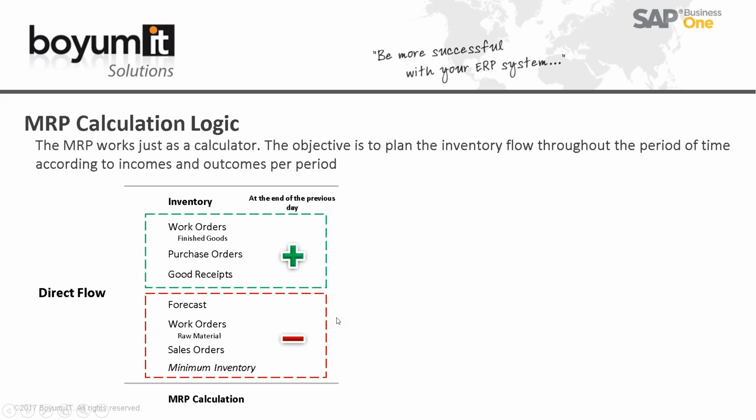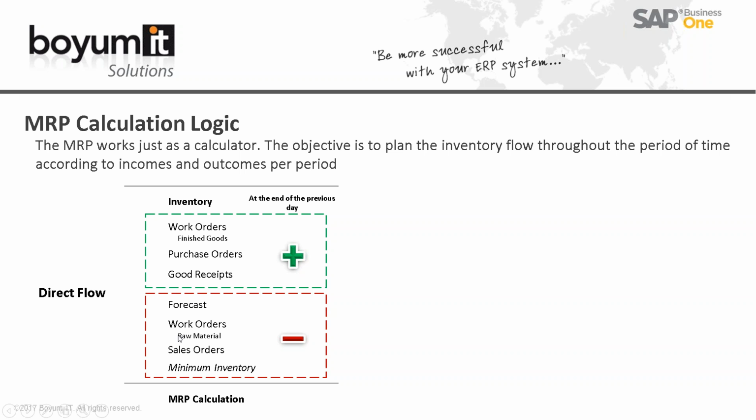What are the things that take the inventory off? The forecast, for example, because we have to get into the forecast, and this will take our inventory down.